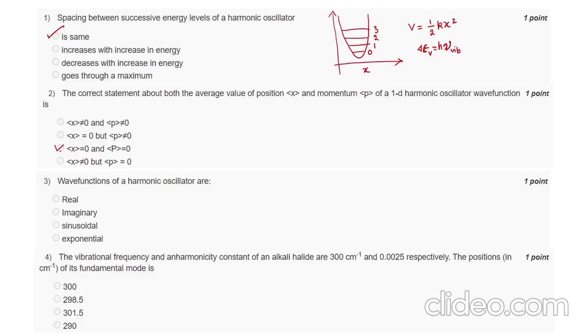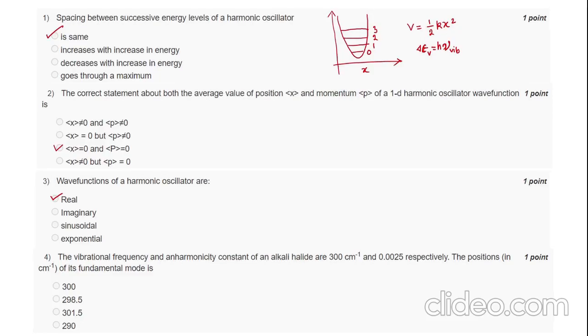Now, question number 3: wave functions of a harmonic oscillator are. So actually, the wave function is going to be real. This is the correct answer. You may argue that it has an exponential term, but it is not only exponential, it has a Hermite polynomial to it, right? So it's not really just an exponential, and the safe answer would be a real wave function.